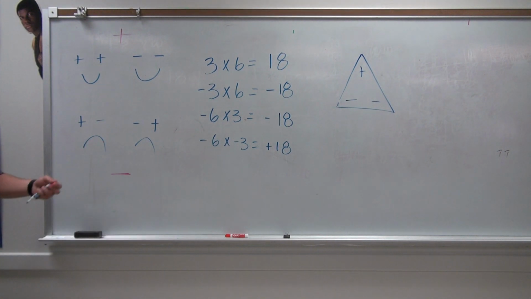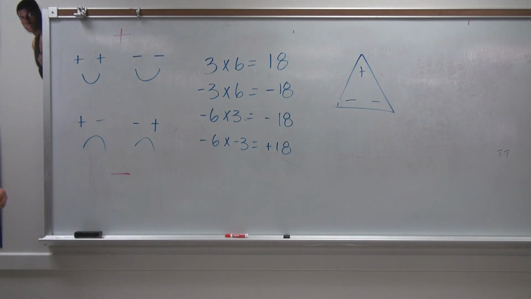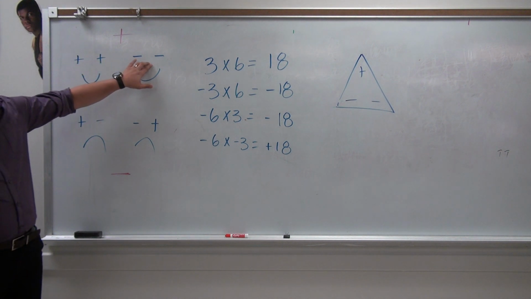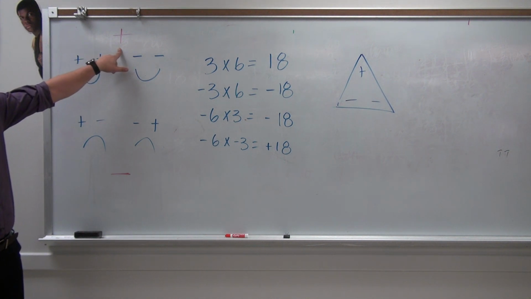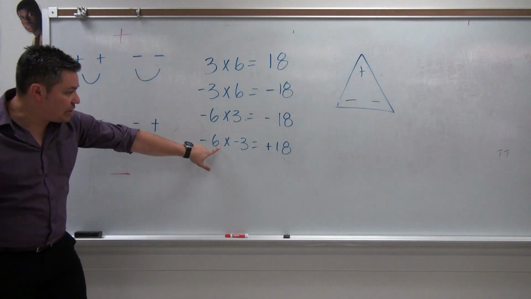Because they're sad. They're not smiling, they're being negative. So they're sad. Someone has to have hurt their feelings. Two negatives in the triangle. As long as they're the same sign, they're going to be positive. Even if it's two negatives, because a lot of people make that mistake right here.